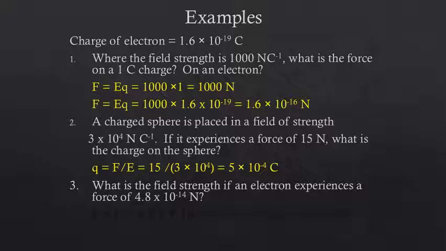And finally, what is the field strength if an electron experiences a force of 4.8 times 10 to the negative 14 newtons? Again, the only equation we have is force equals E times Q. So if we rearrange that, you get the electric field strength equals force divided by the charge, which will be 4.8 times 10 to the negative 14, divided by 1.6 times 10 to the negative 19, remembering that's the charge on an electron, giving an overall field strength of 3 times 10 to the 5 newtons per coulomb.